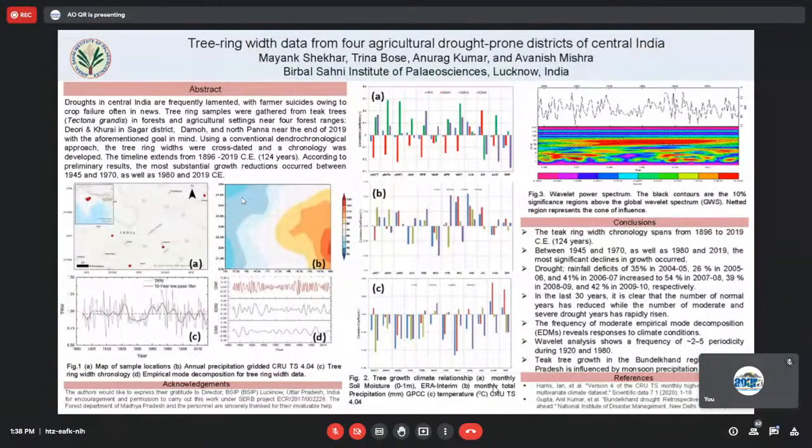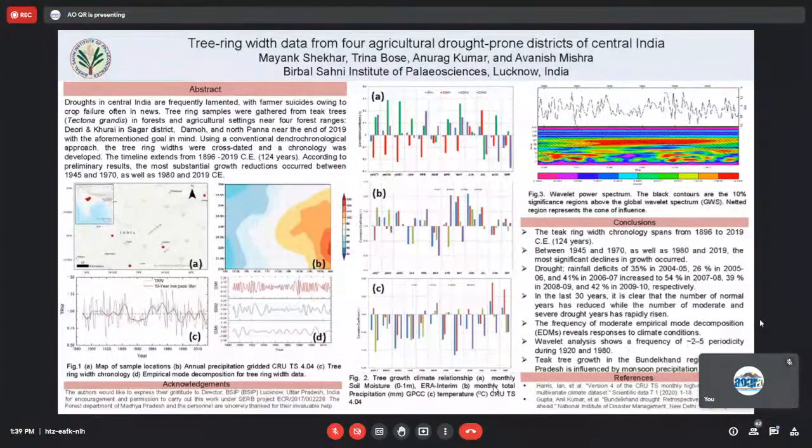But now it's also cultivated in African countries. And the habitat of teak is very variable. It ranges from 500 to 5,000 millimeters, so it also represents dry to wet conditions. So we have collected 4 tree-ring samples from 4 districts of the Bundelkhand region, 2 from Sagar and the rest from Damoh and Panna of the Bundelkhand region.